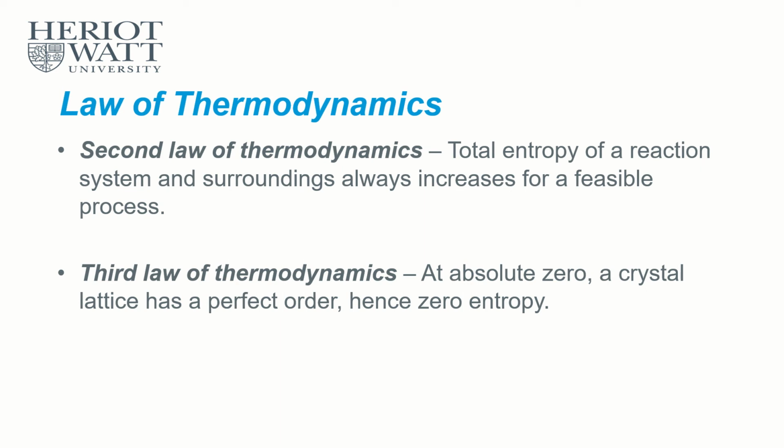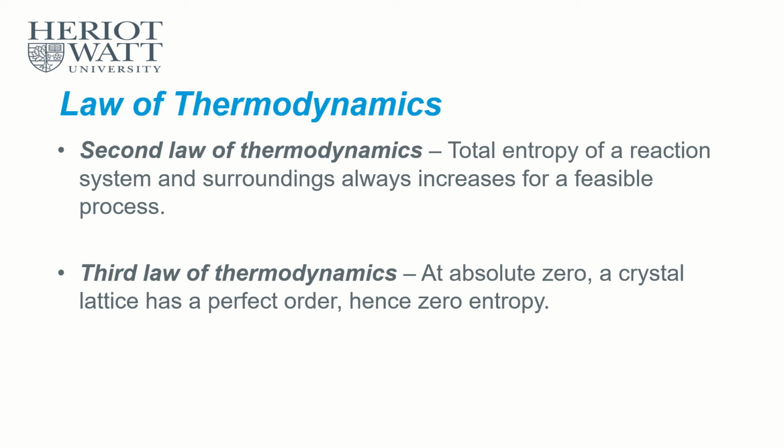And the second law of thermodynamics is that the total entropy of a reaction system and surrounding always increases for a feasible process. Now if you have a feasible reaction, just like rusting, where you produce rust by mixing iron, water, and oxygen together, and God knows how long it takes, but as long as it starts to rust, this is a feasible reaction, meaning that the total entropy of this particular reaction is always increasing. It's always a positive value.